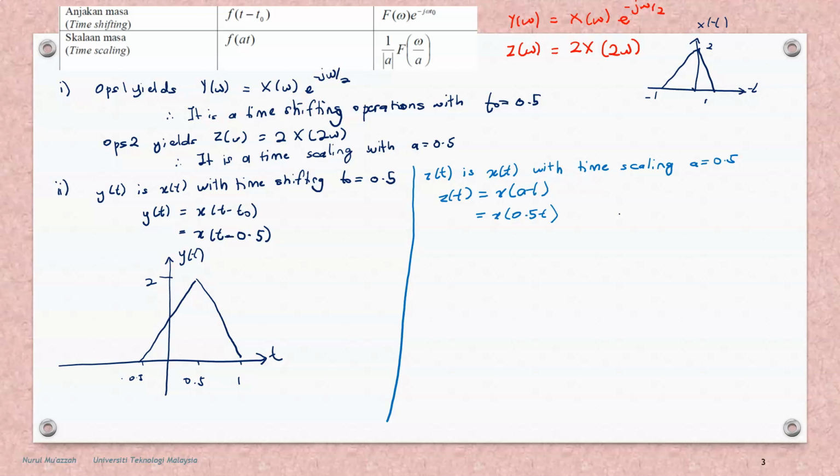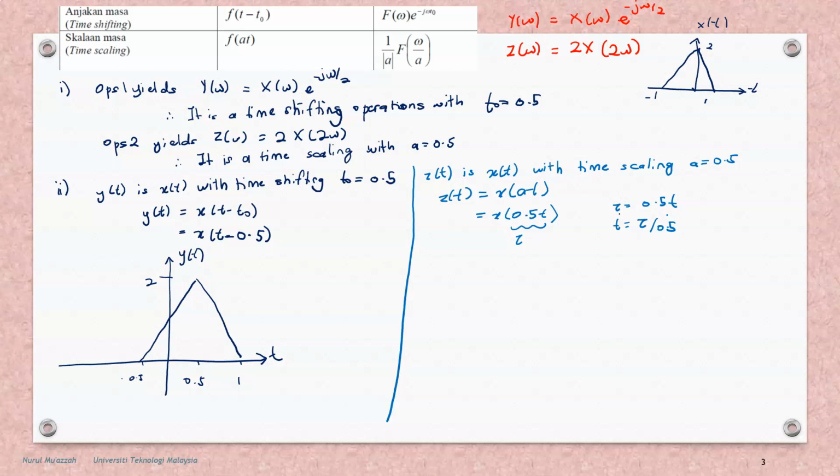Using your knowledge from chapter 1, we can write this as τ. So τ equal to 0.5t, which means t equal to τ divided by 0.5.